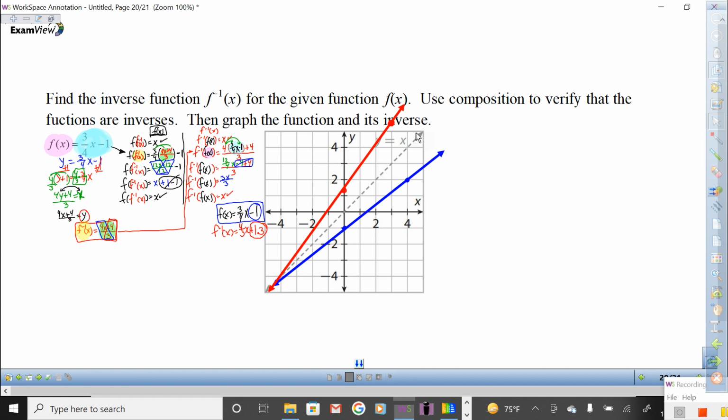Do they look like they're reflecting from y equals x? Yeah, it looks like a reflection. Is it coming back? Yes. From 1 to 5, yeah, 5 fourths, okay.